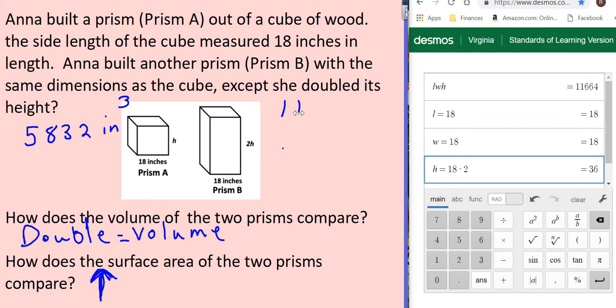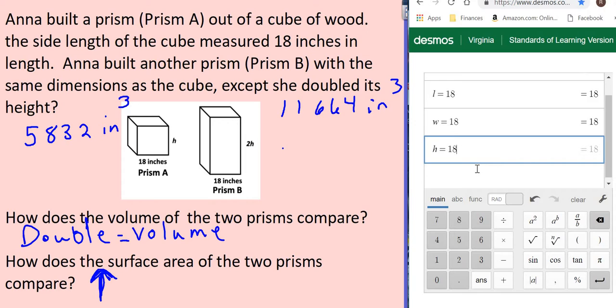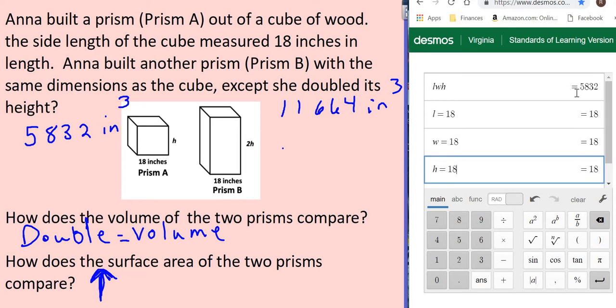So the volume is now 11,664 inches cubed. And if you want to see that again, let me go ahead and take this out. Our original volume was 5,832. If I doubled that, it would give me 11,664, just like it did when I changed the attribute and doubled it. Okay, so now as far as my surface area, let me go ahead and put that formula in.